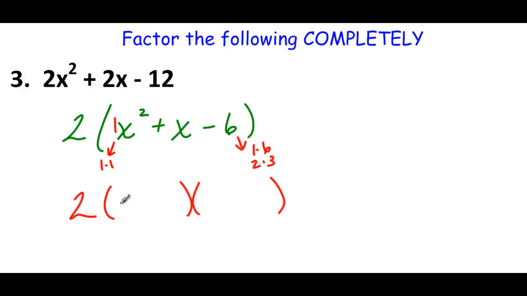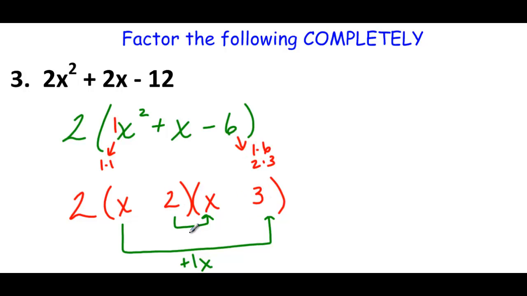I know to get an x squared, I have a 1x and a 1x. And now I need to decide, am I going to use a 1 and 6, 6 and 1, 2 and 3, or 3 and 2. So again, I know these multiply together and those. I know I need to get my middle term of a positive 1x in the middle. Well, I know if I use that 2 and a 3, I'm going to get a 2x in the inside and a 3x on the outside.